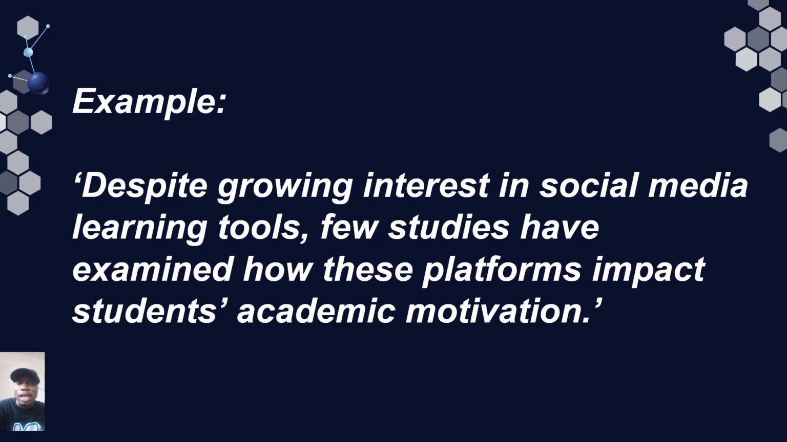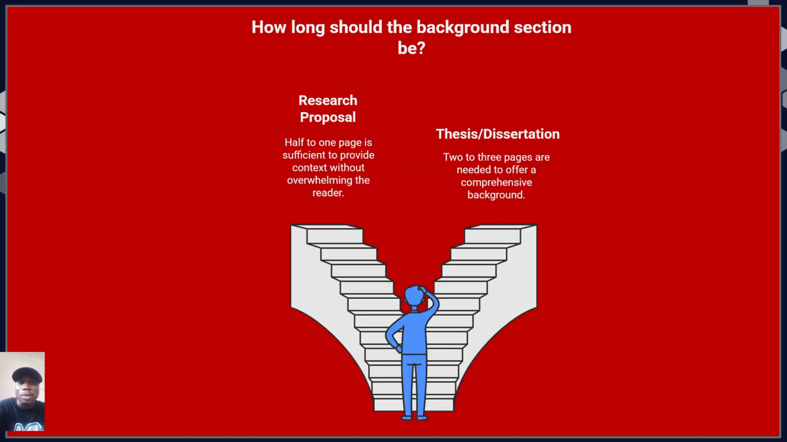Now, another question is, how long should my background section be? That actually depends on your level of study or the requirements of your institution. Usually for a research proposal, the background can be half a page to 1 page. But for a thesis or dissertation, it's usually 2 to 3 pages. Don't fret, the key is actually just balance. You give enough context to educate the reader, but you stop before it turns into a literature review.